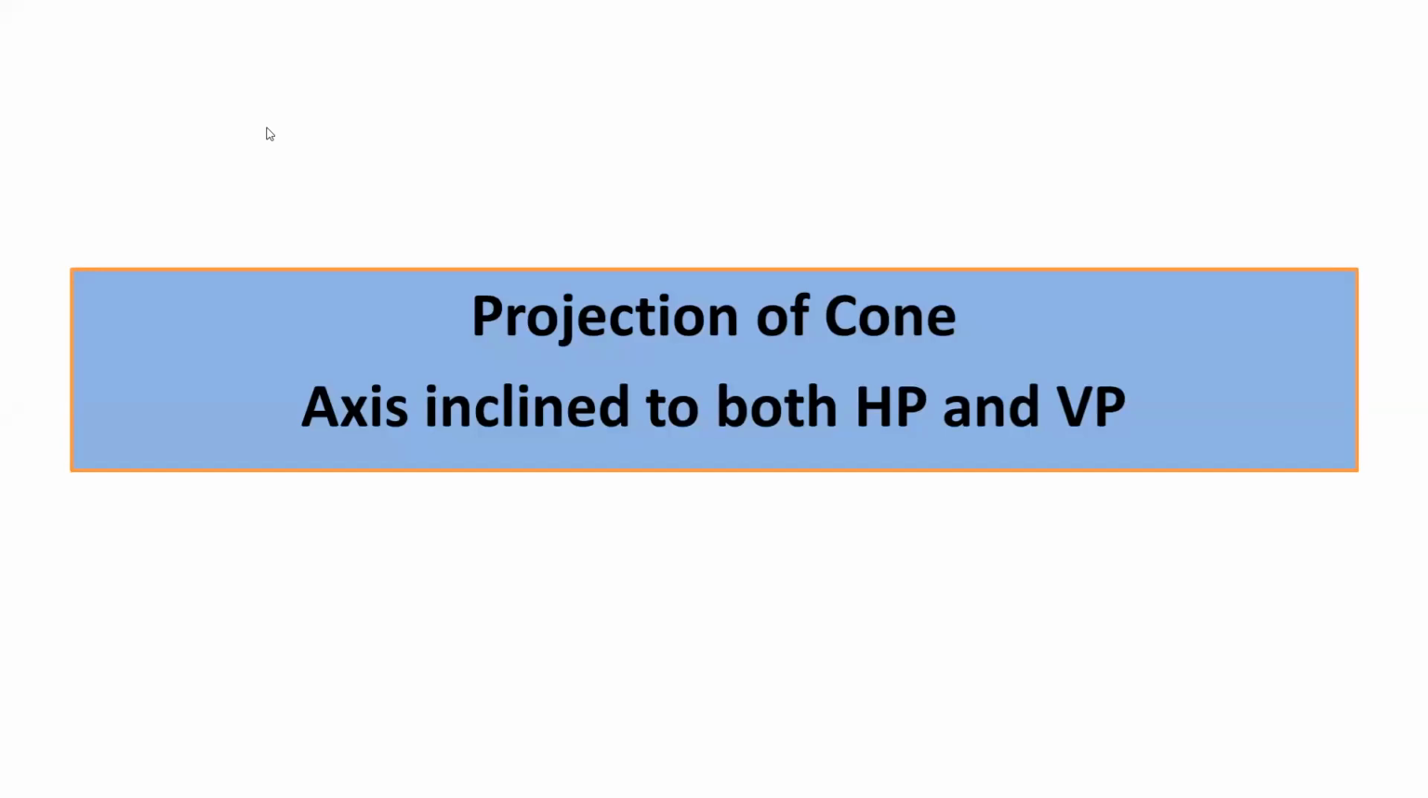During the last session, we have seen the projection of prism and projection of pyramid, where the solid is inclined to both the planes HP and VP. Okay. So in this session, we will see the projection of the cone, where the axis of the cone will be inclined to HP and VP.